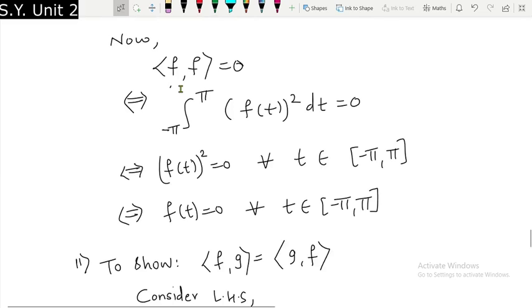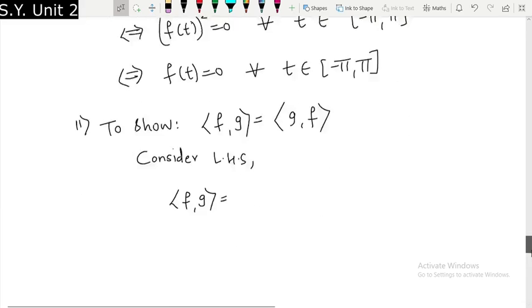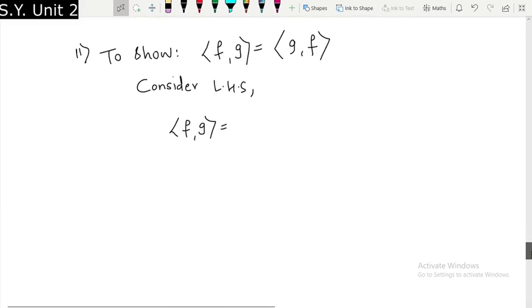Now we have to show that the inner product of f with f is equal to 0 if and only if f is equal to 0. Since we got this, this is possible if and only if this integral will be equal to 0. Reasons are the same. Again, the limits are from minus pi to pi, just note this, and therefore this is possible if and only if your f is exactly equal to 0, and that is what we wanted to prove.